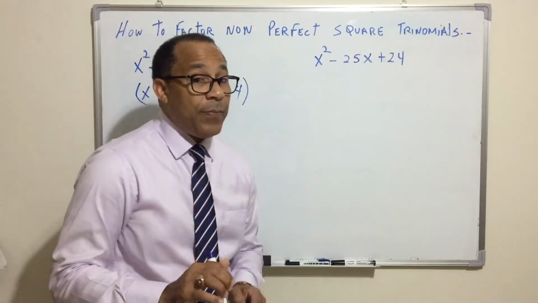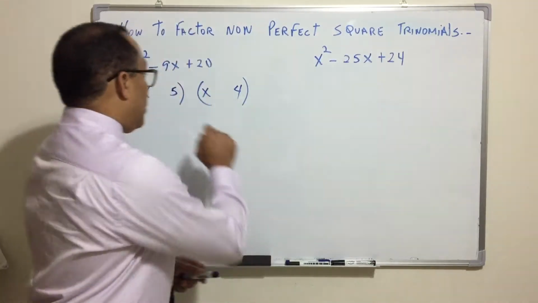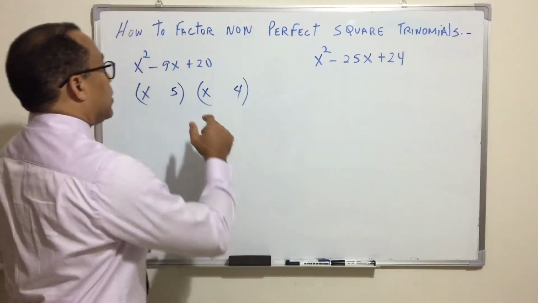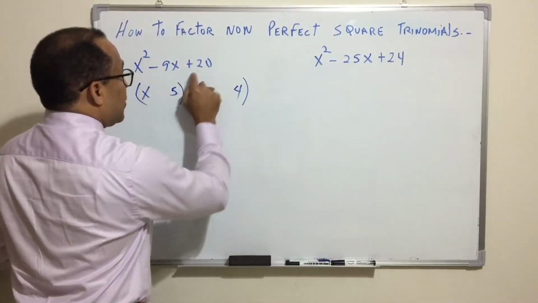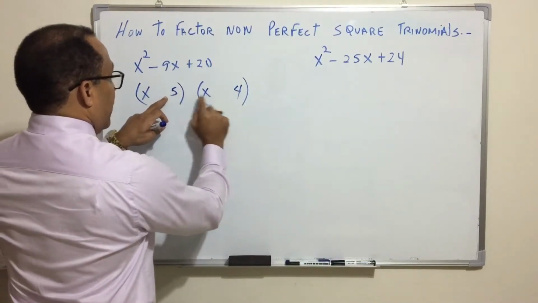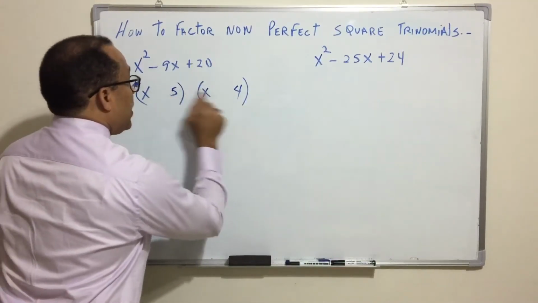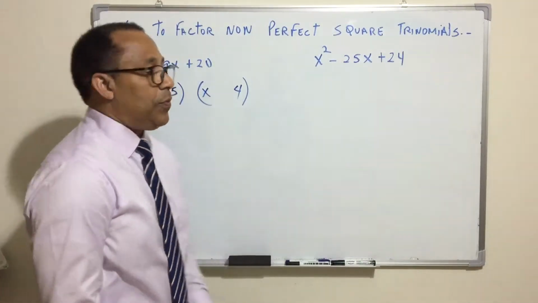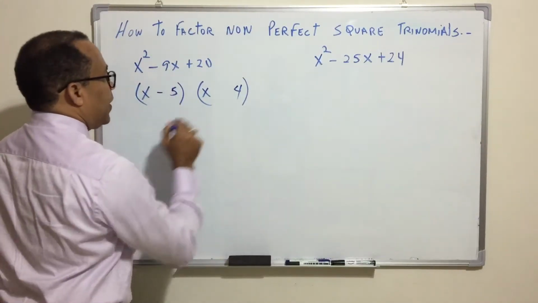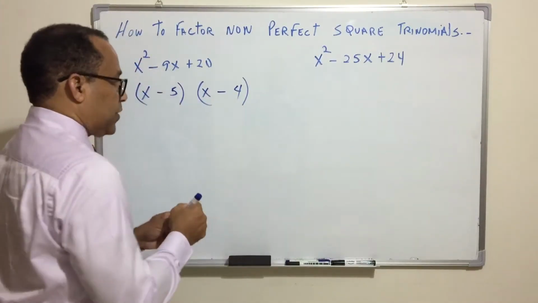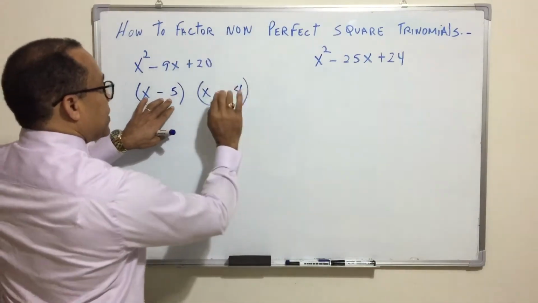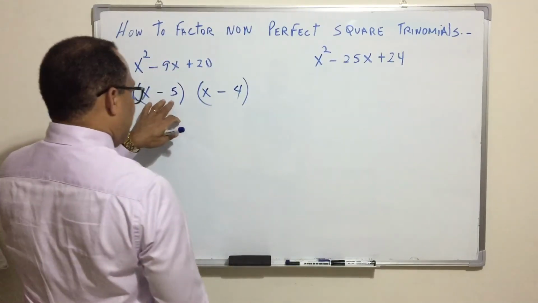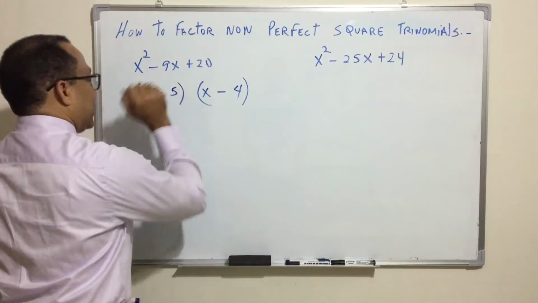But here is the problem. We need to make sure that we are writing the correct signs. Why? Because we need to get positive 20 when multiplying 5 and 4, and when we add them, we need to have negative 9. Those numbers are negative 5 and negative 4. Because negative 5 times negative 4 is positive 20. And negative 5 minus 4 is negative 9.